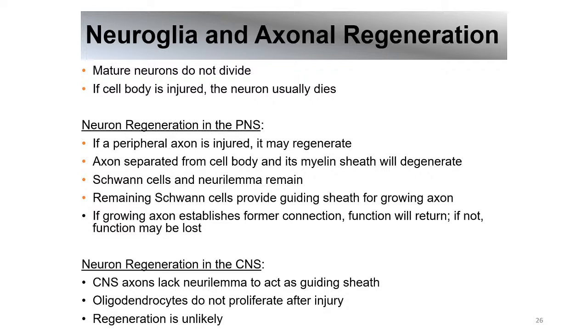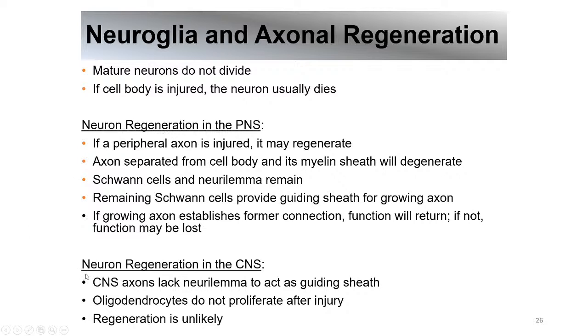So the remaining Schwann cells provide a guiding sheath for a growing axon or regrowing axon. And if the growing axon does actually establish the connection with its target cell, the function will return. But if not, the function will be lost. We will not be able to stimulate that target cell. That's in the peripheral nervous system.